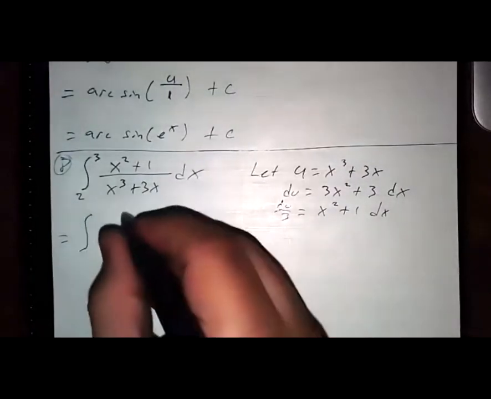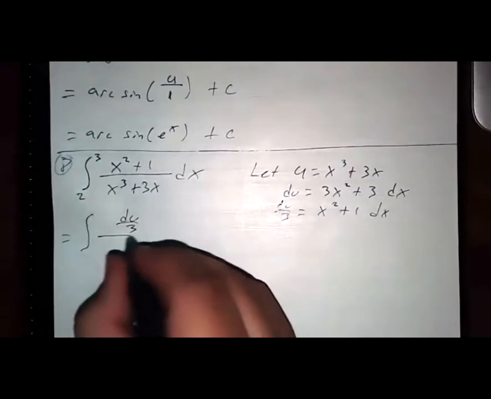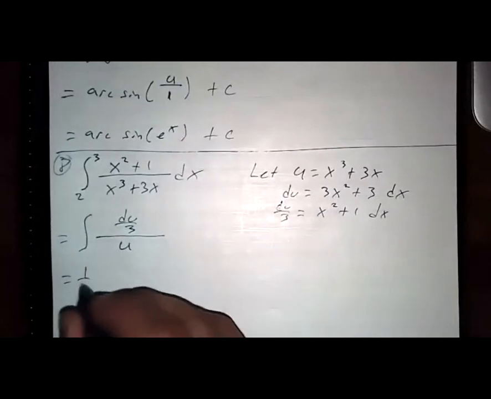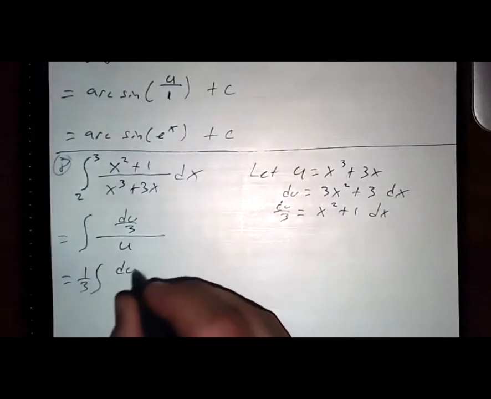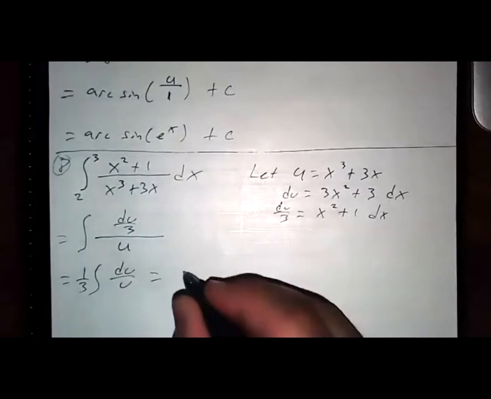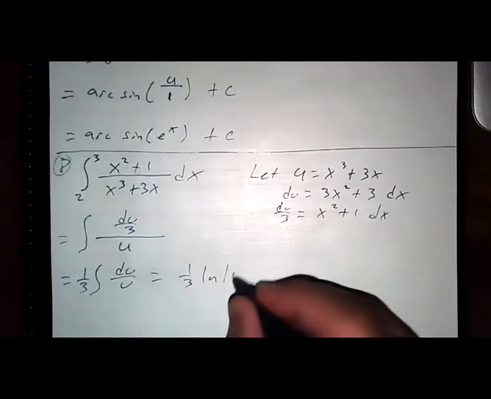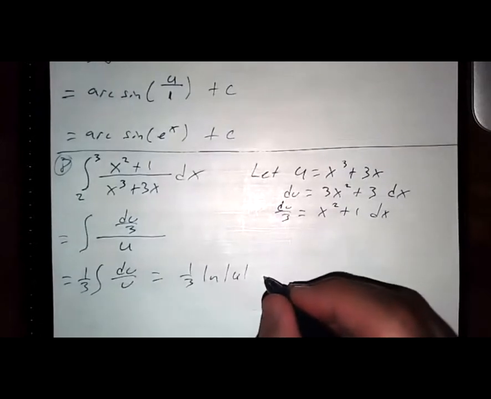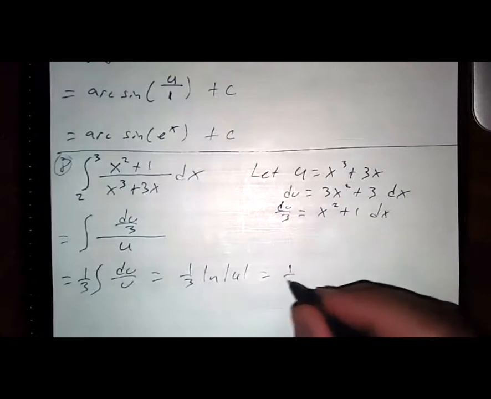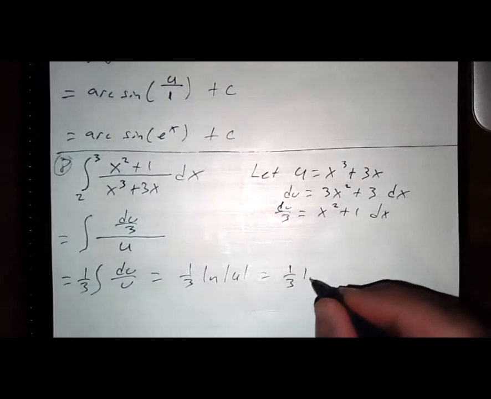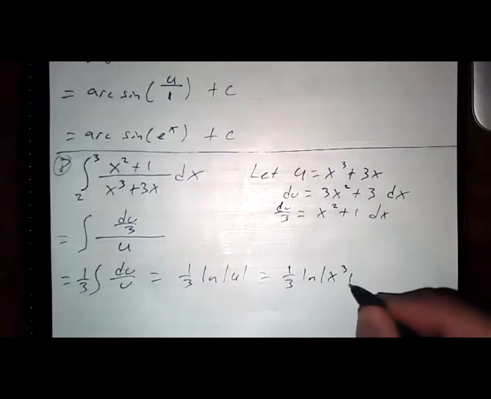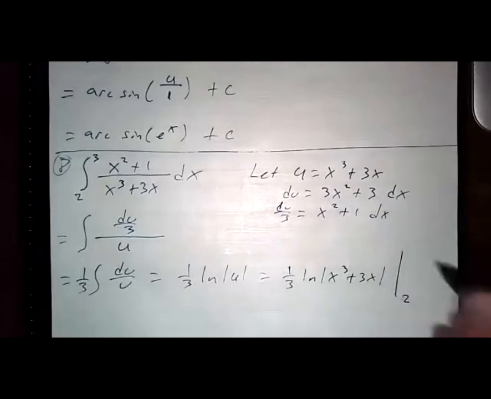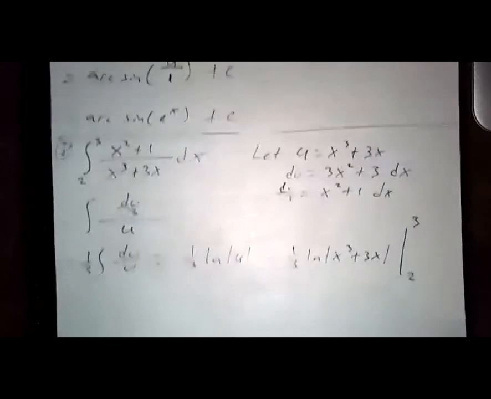So we have du over 3 over u, which will be 1/3 integral of du over u, which gives us 1/3 ln of u, which will then be replaced by your x expression, x cubed plus 3x. So since I changed it back to x, I can just use these bounds instead.